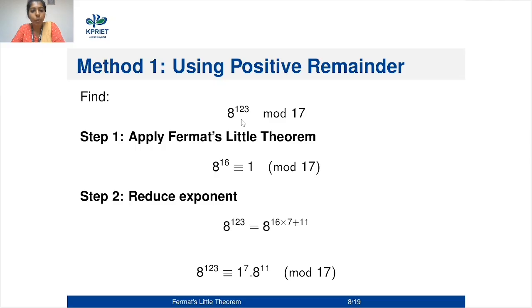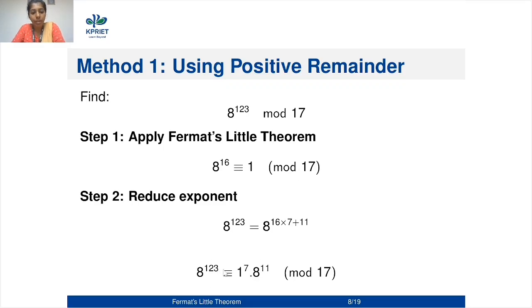So to reach this 8^123, I want to reduce this 123 with the help of 16. So I want to find how many times 16 will reach 123. Suppose if it is not reaching, I want to have some remainder. So 16 times 7 plus 11 gives 123. So this expression 8^123 can be written as (8^16)^7 times 8^11. And I know 8^16 gives the remainder of 1 when this number is divided by 17. So I am going to use this result in this place.